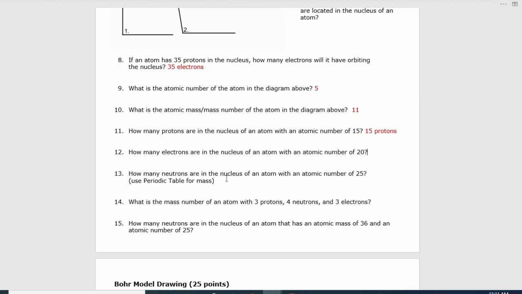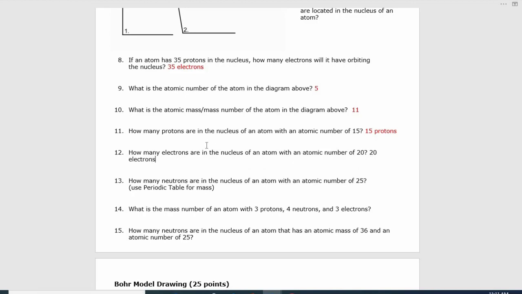Okay, number 12, how many electrons are in an atom with atomic number of 20? Also we know that the number of electrons equals the atomic number. So if the atomic number is 20, we have 20 electrons too. Okay. The answer will be 20 electrons.